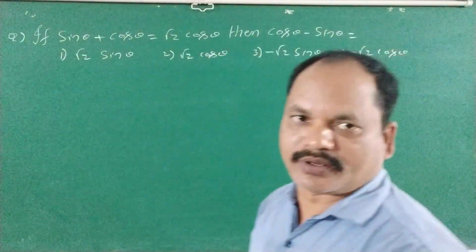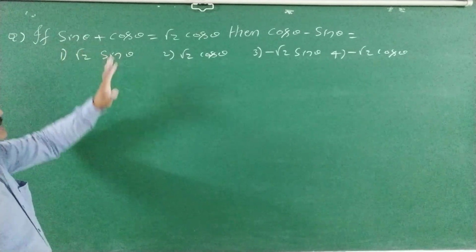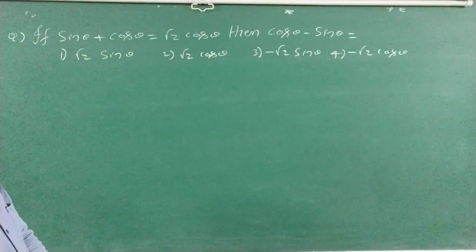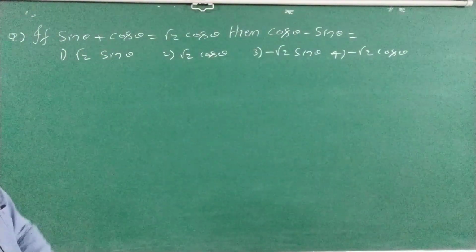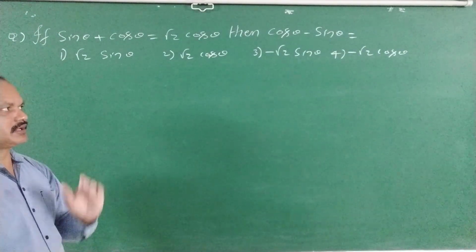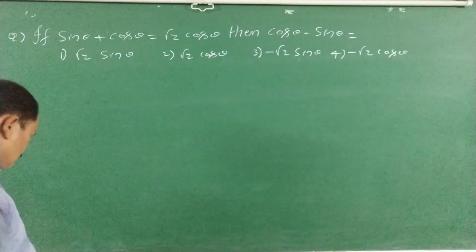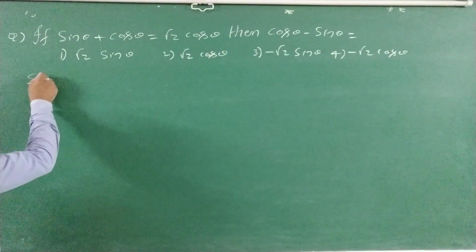Now we are going to one more question. If sin theta plus cos theta is equal to root 2 cos theta, then cos theta minus sin theta is equal to: first option root 2 sin theta, second option root 2 cos theta, third option minus root 2 sin theta, fourth option minus root 2 cos theta. Now solve this question. Solution for this one.